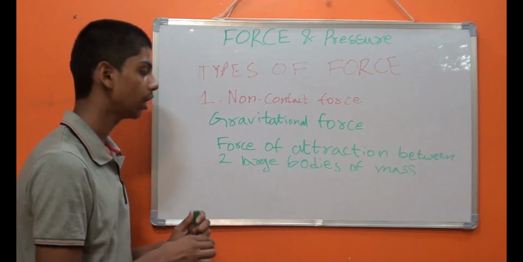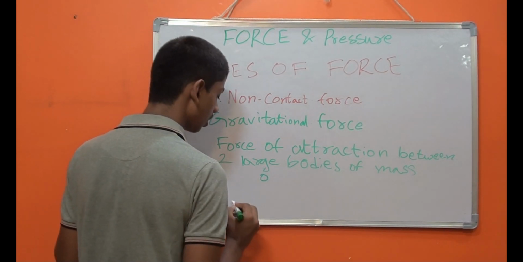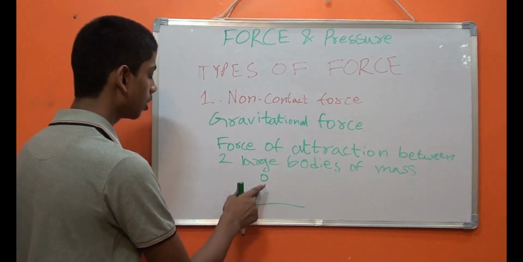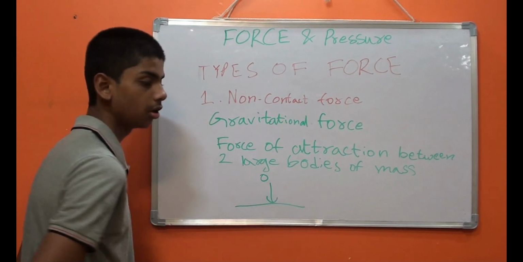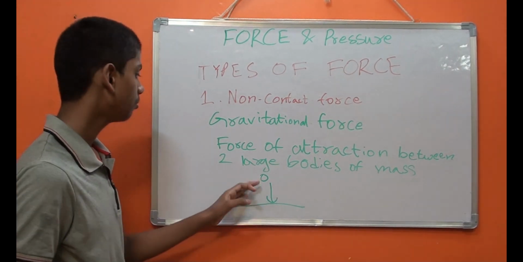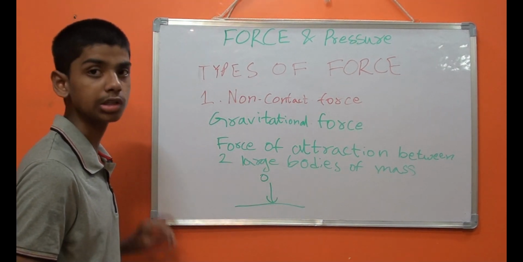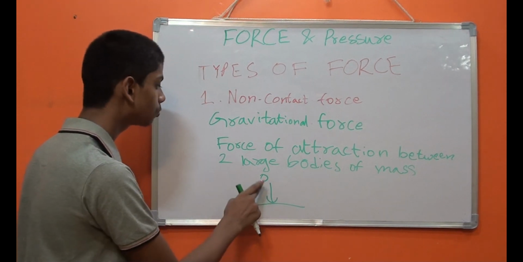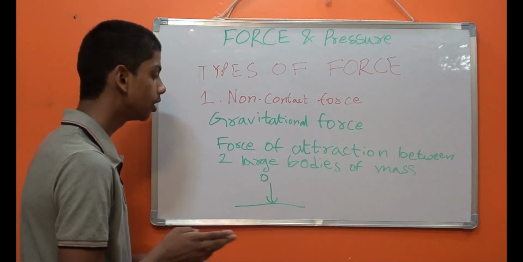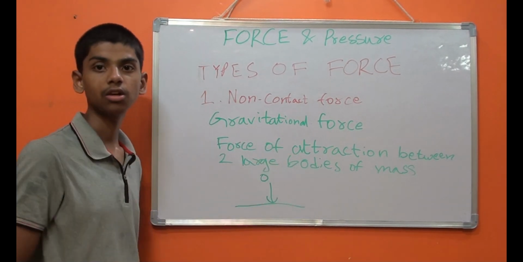Now you throw a ball in the air. The ball is in the air and this is the ground. The ball comes and falls down after some time due to gravitational force. The earth is pulling down the ball. This kind of force is called gravitational force.